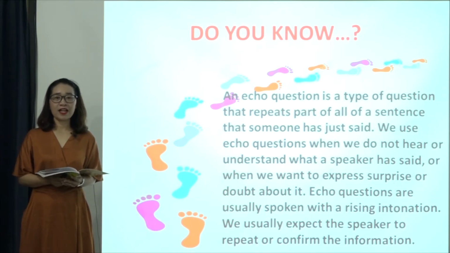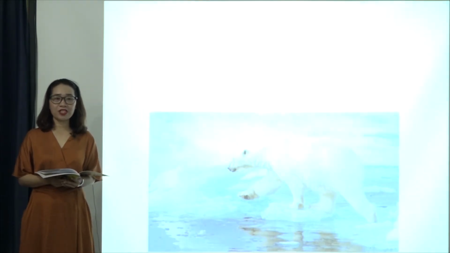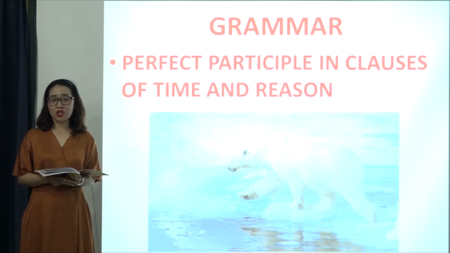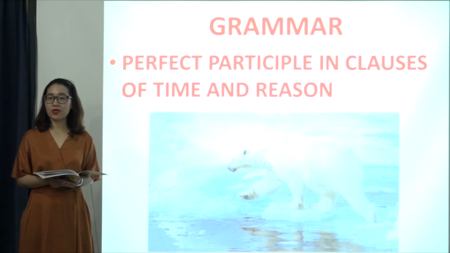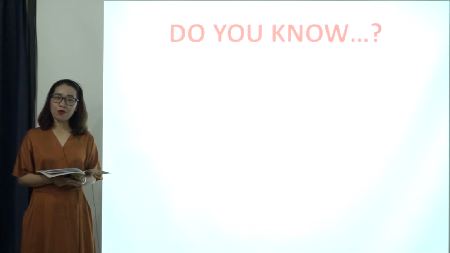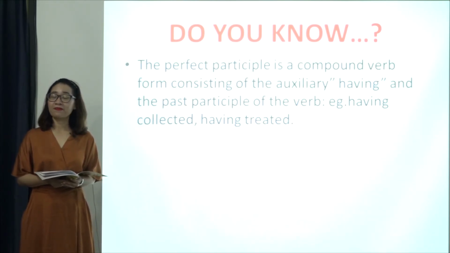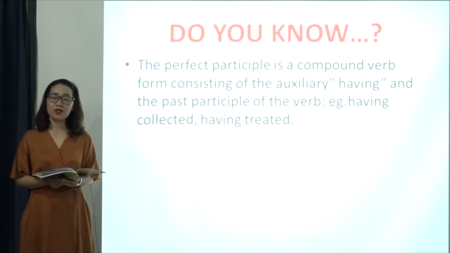Now we continue. Coming to the third part of language today is the grammar. And today we come to study perfect participle in clauses of time and reason. Now, before we do the exercise, I would like to introduce you something about the perfect participle. You can see that the perfect participle is a compound verb form consisting of the auxiliary having and the past participle of the verb. For example, having collected or having treated.